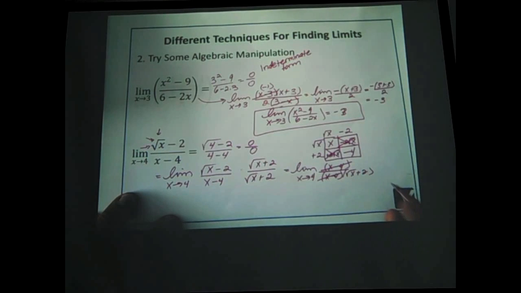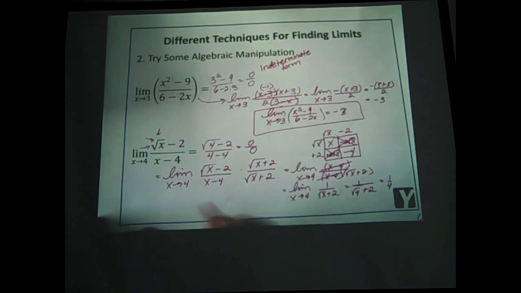Those now will cancel out the 2x minus 4's. And so we have the limit as x approaches 4 of 1 over the square root of x plus 2. We can now plug in. We have 1 over the square root of 4 plus 2. Square root of 4 is 2, plus 2 is 4. We get 1/4 as our final answer.